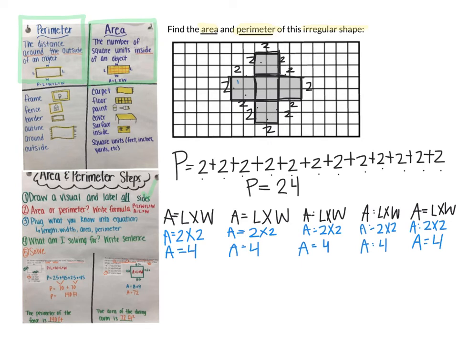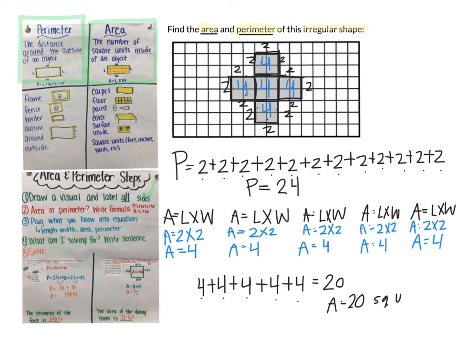So each of our squares has an area of 4. Last thing we need to do is add this up to find our total area. So we've got 4 plus 4 plus 4 plus 4 plus 4. We're adding 4 5 times. We can skip count by 4s to solve. 4, 8, 12, 16, 20. So our total area is equal to 20 square units.